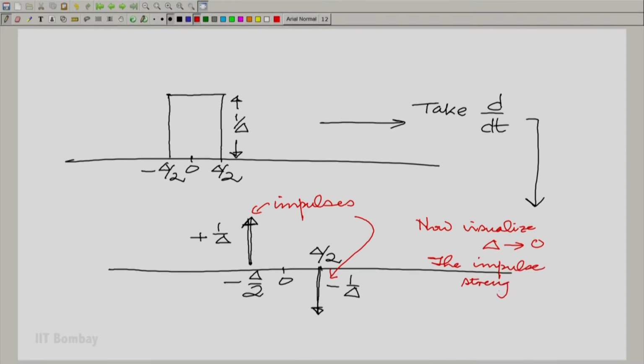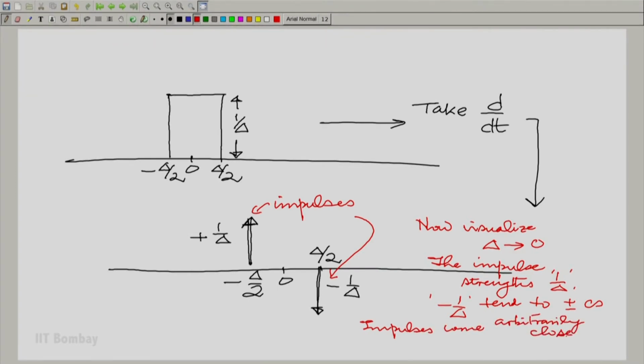The impulse strengths tend to infinity and the impulses come very close, arbitrarily close. It is called a doublet because there are two impulses and both of them are becoming infinitely strong and almost fusing. Two impulses becoming stronger and stronger and coming together and almost fusing.